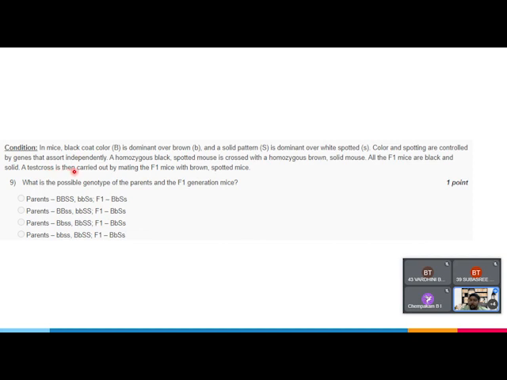A test cross is carried out by mating the F1 mice with brown spotted mice. That is, test crosses, as we have seen, are between the F1 generation and the parental generation. So we have mating between the F1 mice, which are black and solid, and the brown spotted parent mice that were present in the parental generation. The first question with reference to this condition is, what is the possible genotype of the parents and the F1 mice? We have four options given here. You have to choose the correct one.